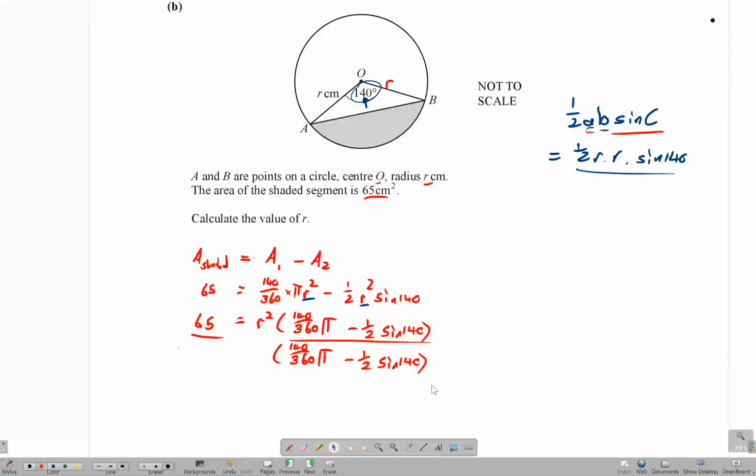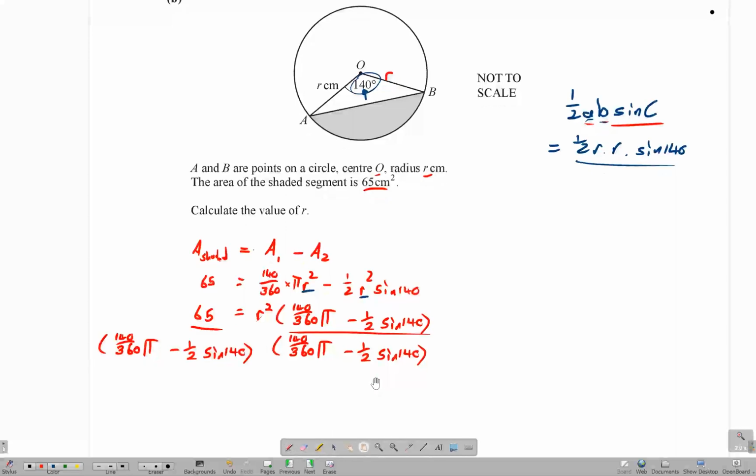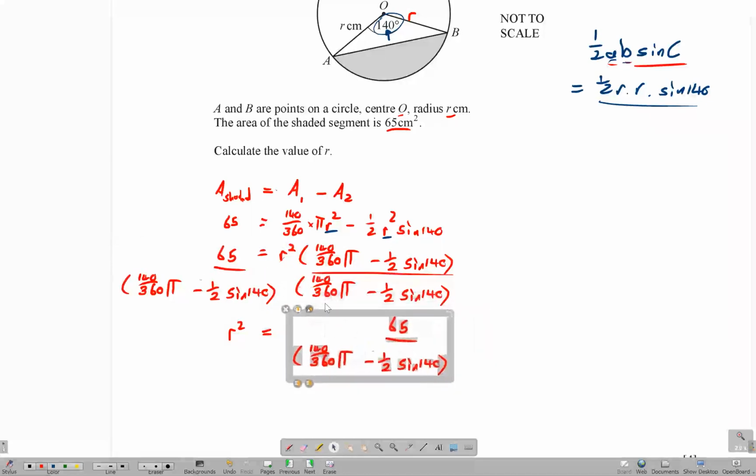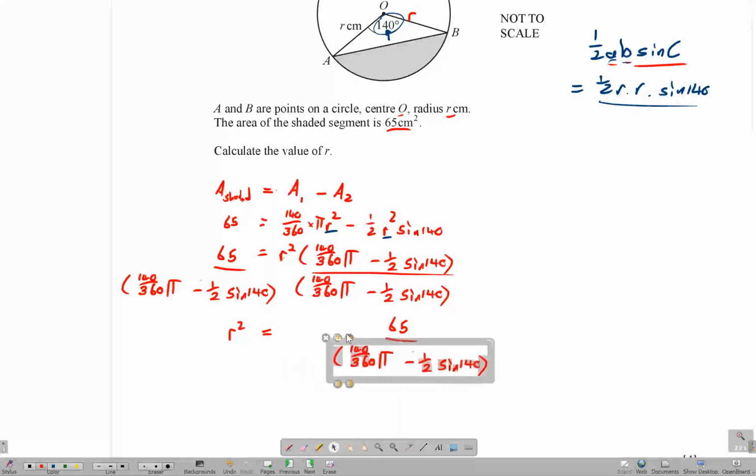Okay, and we do exactly the same thing on the other side. Divide by that over here. And then we are left with R squared is equal to this little portion over here. Okay, and now how do we solve for R? We can just put a square root over it. That's all we have to do, to find R.